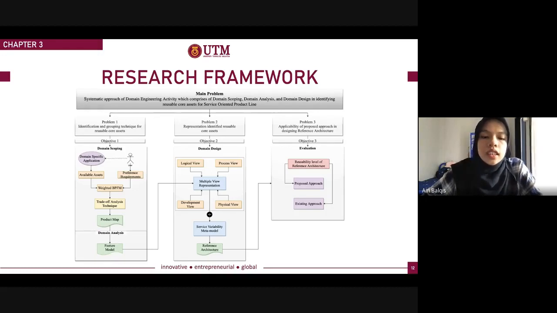The resulting product map will then be used to produce a feature model during domain analysis. From the feature model, we move into domain design, where the core assets are represented in the form of a reference architecture. Our reference architecture will consist of multiple view representations that involve the logical view, process view, development view, and physical view. To provide an architecture that can really represent the variability of core assets, we implement another representation, which is the service variability meta model. Lastly, for evaluation, we want to see the applicability of our proposed approach in different case studies by measuring the level of usability for each reference architecture.